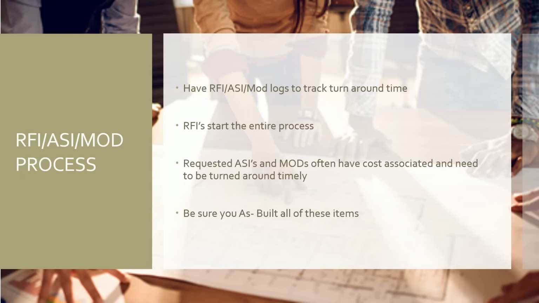Next, we're going to talk about the RFI, the ASI, and the mod process. So you're watching this module, you definitely know what everything stands for. You know what it is. You've got to have logs that track RFIs, ASIs, and mods. You've got to have logs that track their turnaround time, and logs that track when you're posting them to your as-builts. And by the time you get to this module, you've taken our as-built training. If you haven't, double back and grab it and run through that.